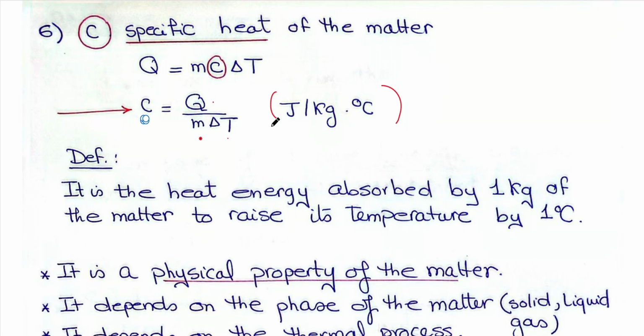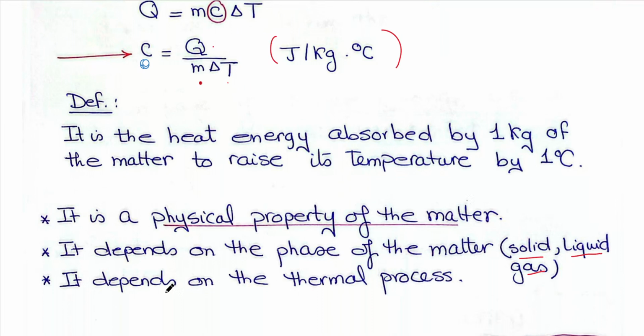We have a specific heat for every kind of material we are dealing with. Also, the specific heat depends on the phase of the matter, whether you have the matter in solid phase, liquid phase, or gas phase. Later on, we will explain that C depends on the thermal process that occurs in the problem.